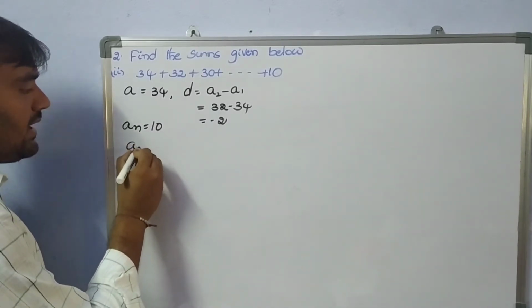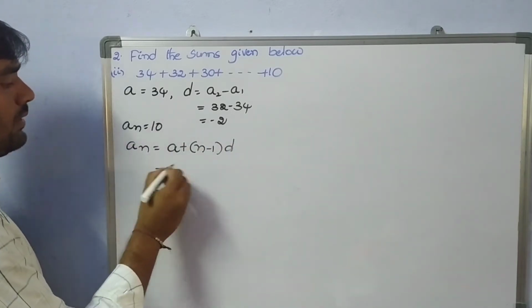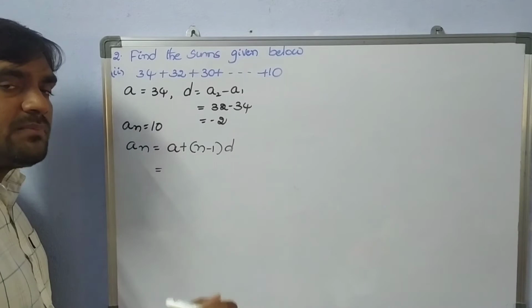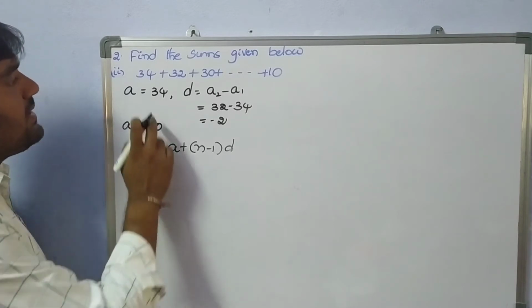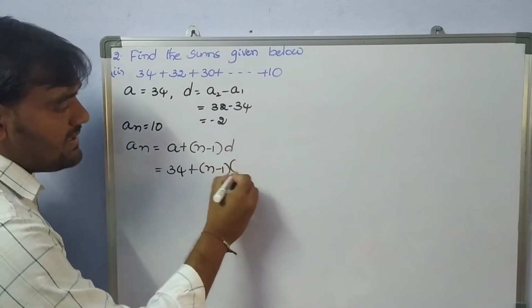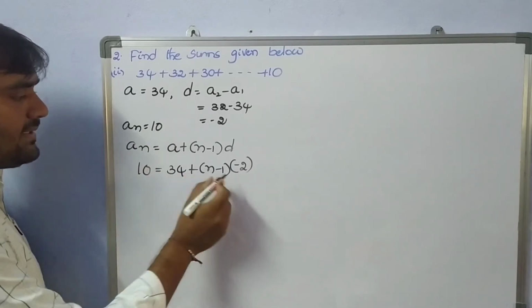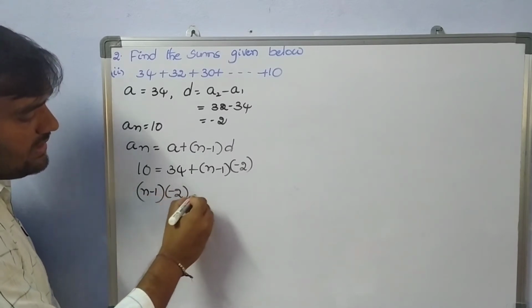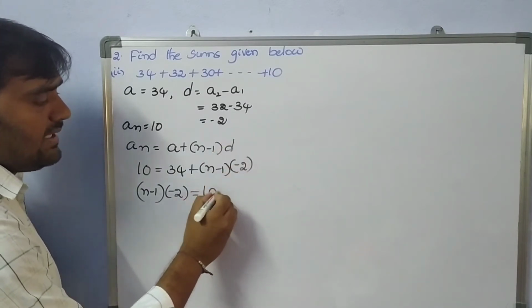So here an is equal to a plus n minus 1 into d. Why we need to use this one? We need to find the number of terms. When we find the number of terms, then only we can find the sum of these terms. Otherwise we can't find. So here a means 34 plus n minus 1 into d means minus 2. An, what is the value of an? That is 10. Now here this can be written as n minus 1 into minus 2 is equal to 10 minus 34.